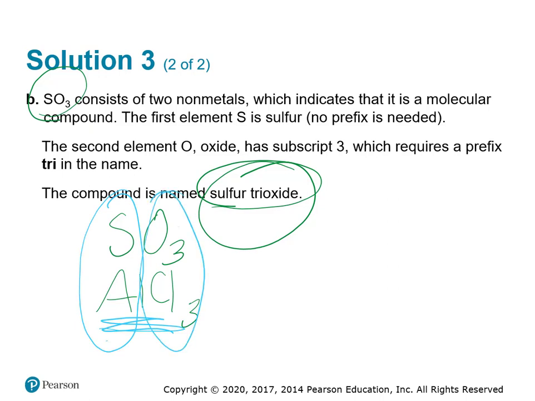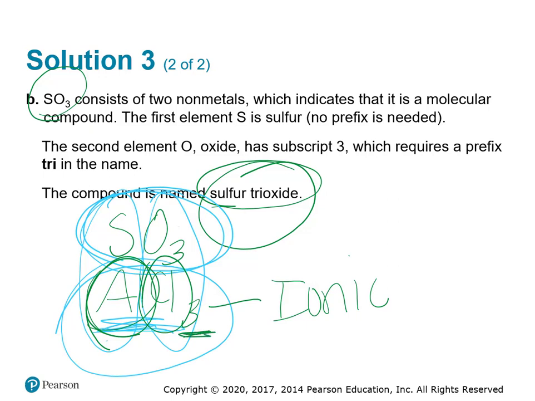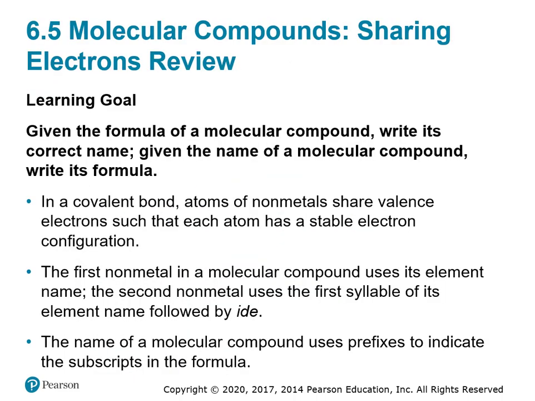But the difference is these contain 2 nonmetals, so it's a molecular compound. This compound, the first element listed, is a metal. So this is an ionic compound, and we name ionic compounds by just the first name and the last name. This would be aluminum chloride. We do not use prefixes when we have a metal involved. We use prefixes when they're both nonmetals, so you have to use your periodic table. Be sure to take a minute and look at your learning goals to make sure that you understand this section.